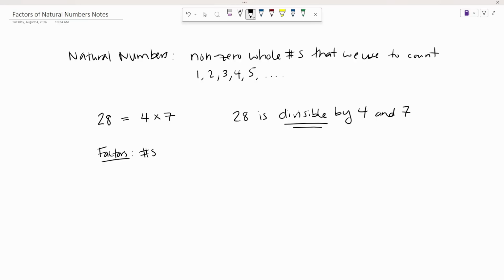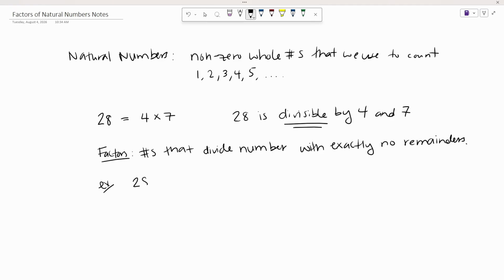In general, factors are numbers that divide the number you're looking at with exactly no remainders. When we list factors, we look at all the pairs that multiply to the number we are factoring. So for example, if we look at 28, there are several numbers that multiply to 28. We'll look at all of them.